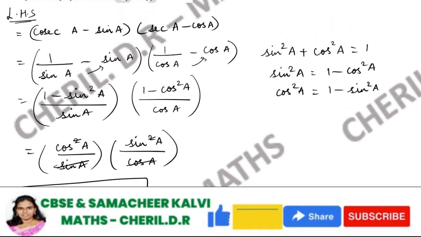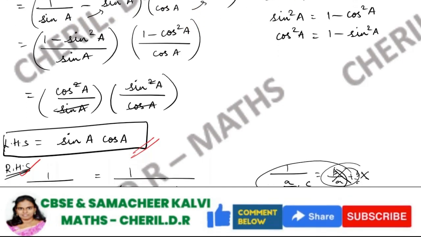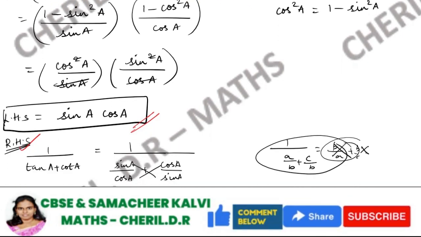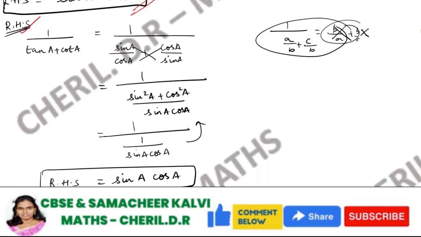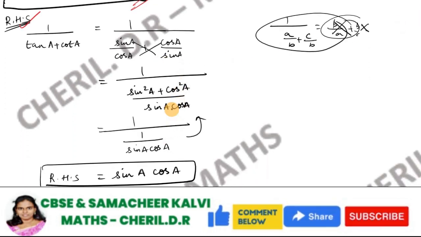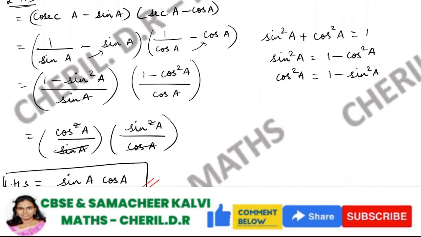What did we do first? First we took the left hand side, made it simpler in terms of sin and cos, and found it to be sin A cos A. Likewise, we took the right hand side also, made it very simple in terms of sin and cos, and got the answer as sin A cos A. That's all, children. We are done with this question.